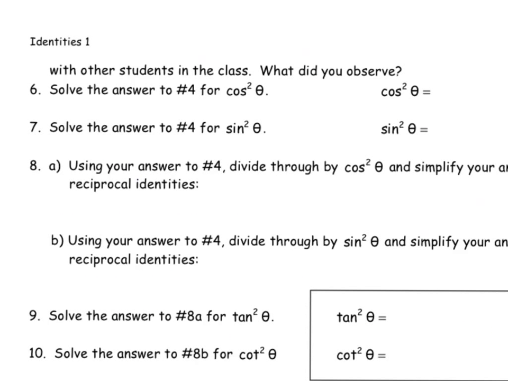Alright, and we're on the second page now, number 6. Now, it says solve the answer to number 4 for cosine squared. So what we're going to do here, so that we don't have to flip back and forth to the front side of our notes, is simply write down what we were able to prove. Cosine squared plus sine squared equals 1.